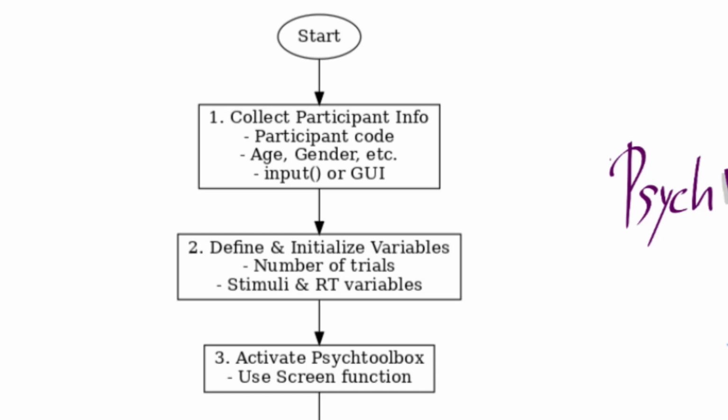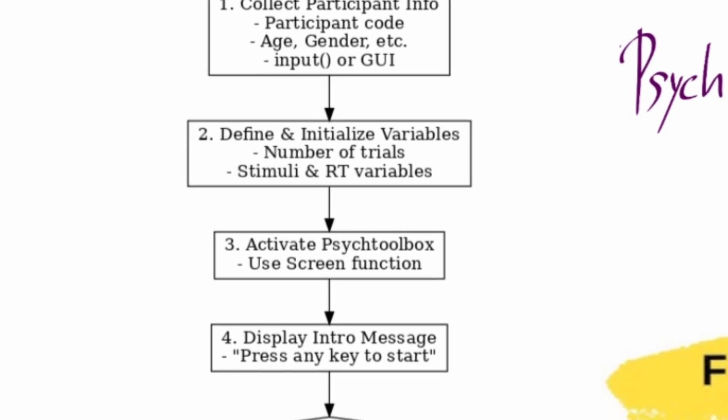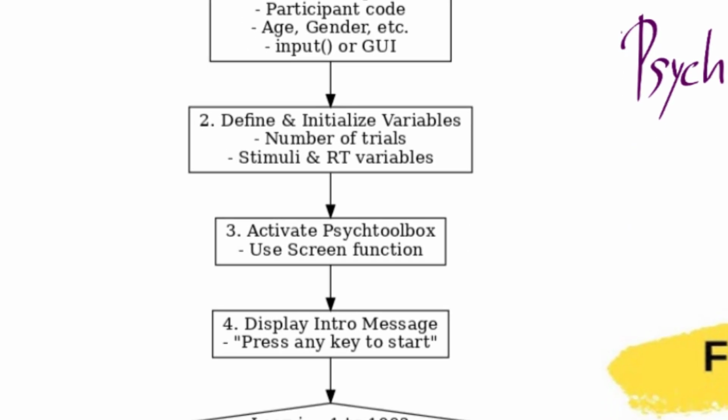In the second step, we need to define variables for presenting our stimuli and storing the experiment results, such as reaction time. For example, if an experiment consists of 100 trials and each trial requires a participant's response, we must define the number of trials and the reaction times, and then we should initialize these necessary variables.